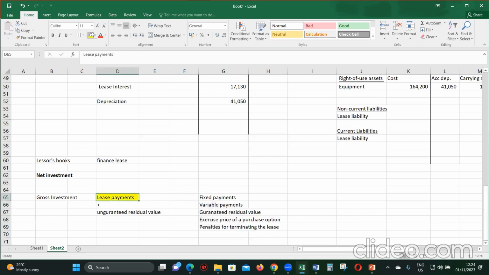So lease payment is what? The previously explained all 5 types of payments. Now is that clear to you? Now lessee side also we considered these things. So it directly comes to lease payments here coming under gross investment.